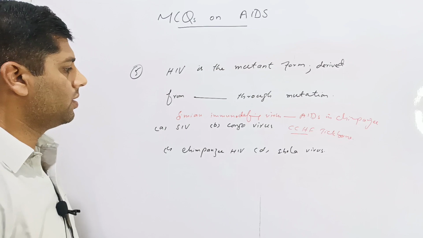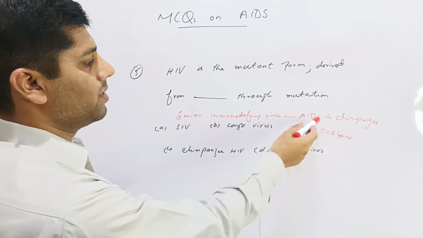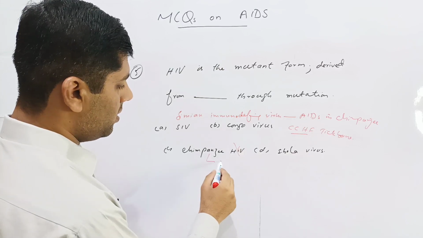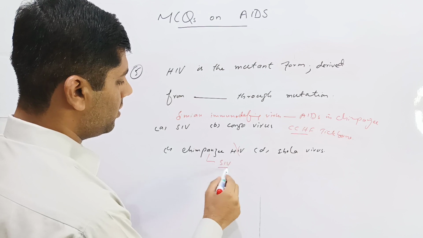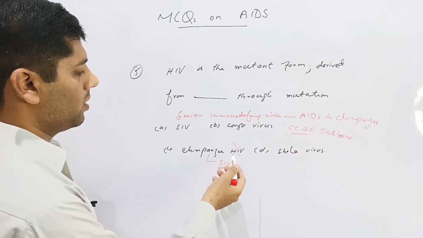Chimpanzee HIV: as we have stated, simian immunodeficiency virus causes AIDS in chimpanzee. There is no HIV virus in chimpanzee. Chimpanzee has infective SIV, simian immunodeficiency virus. So this is an incorrect option.